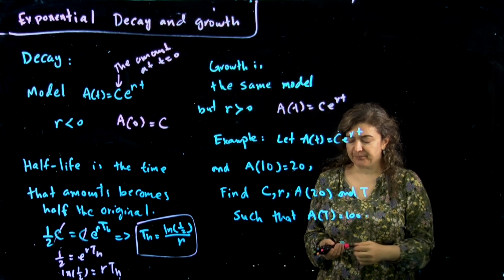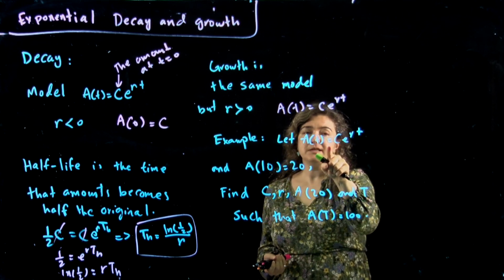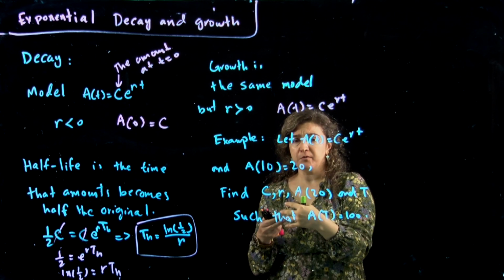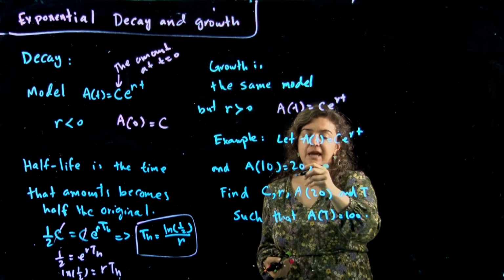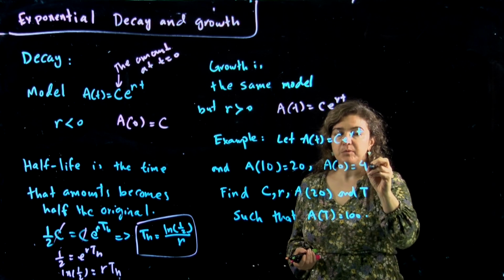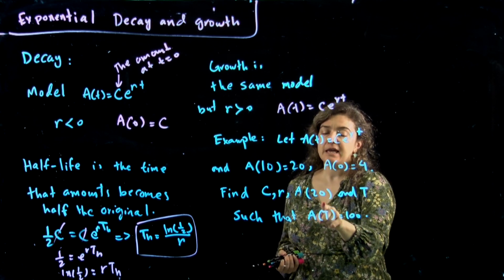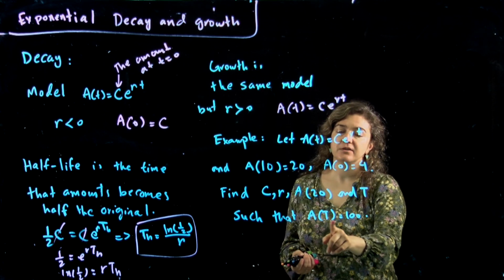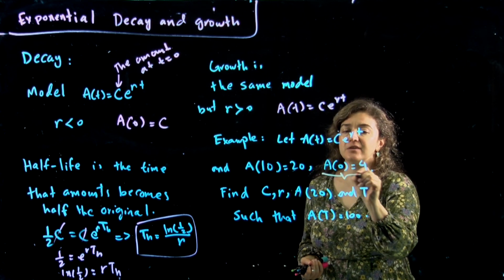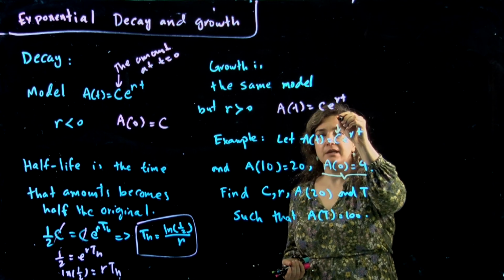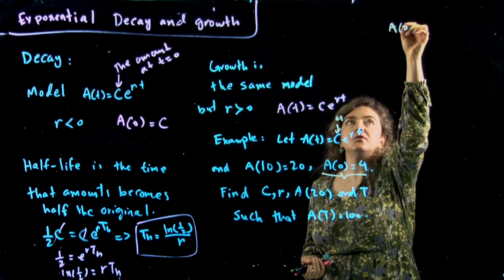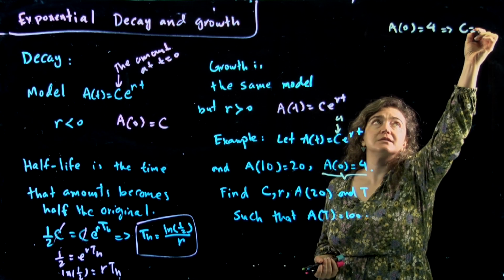Now let's do an example. Let's say a of t is equal to c e to the power rt is the model, and a bunch of information is given. Let's say a of 10 is equal to 20, a of 0 is equal to 4, and can we find c, r, a of 20, and t such that a of t is equal to 100. First, since I have a of 0 equal to 4, I can replace it right here, and I get 4. So c is easy to find again. a of 0 is equal to 4, therefore c is equal to 4.